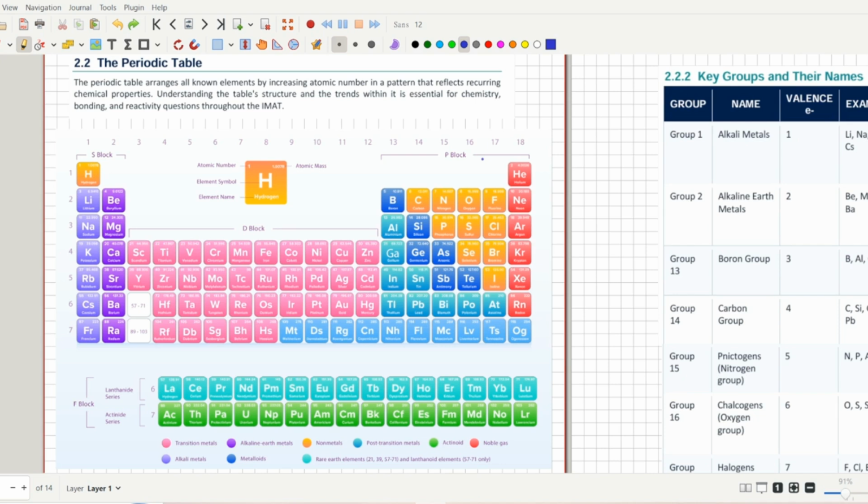And then you have to memorize it from left to right. Why do you have to memorize it from left to right? Because that way you can memorize it in atomic number. For example, what is the atomic number for lithium? That is 3. For beryllium it is 4.